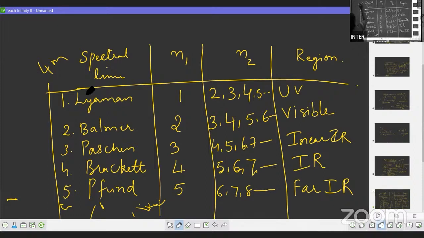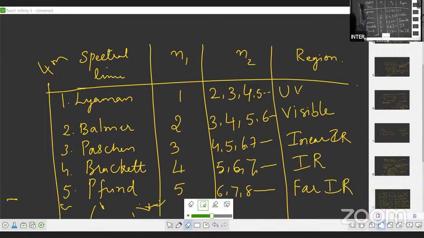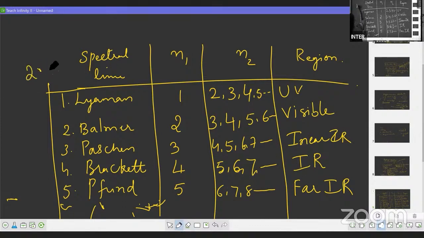Sorry, this is not 4 marks. So this is 2 marks. Introduction plus mentioning the spectral lines, 1 mark. Writing this table, you'll get 2 marks. Please copy down that.